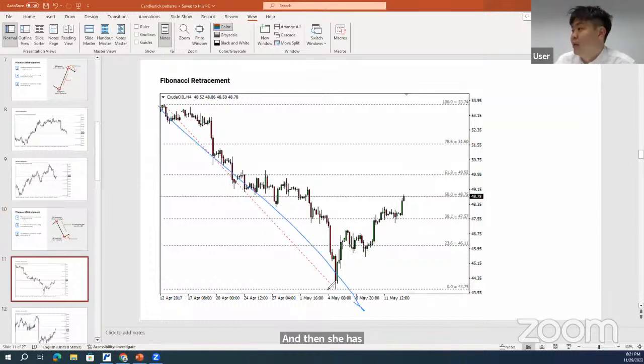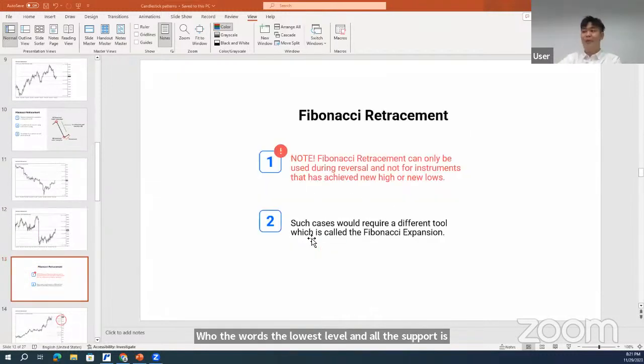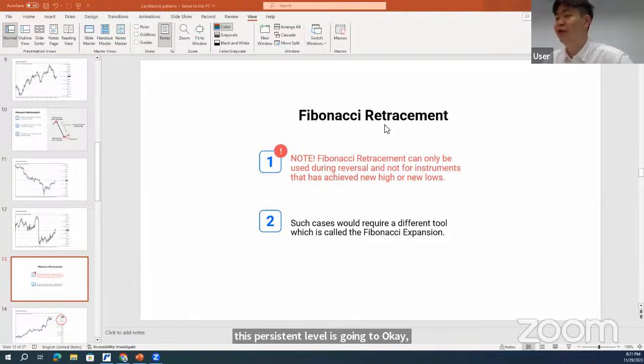Overall downward trend, then experience a small rebound on it. Then this is how you can draw the Fibonacci line. You just pull from the highest level towards the lowest level, and all the support and resistance levels are going to form on it. Okay, so I hope you guys understand more on the Fibonacci retracement already. If you guys have any inquiries on it, you can also ask more in the chat box.